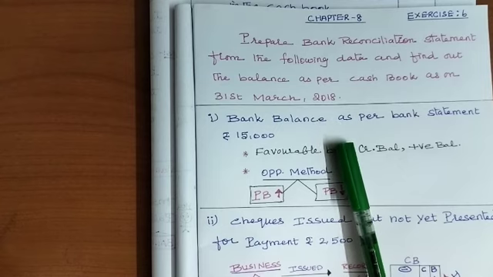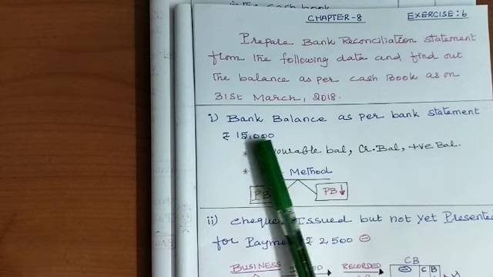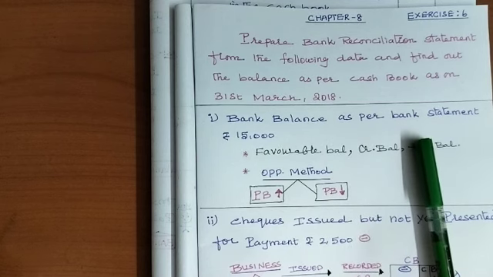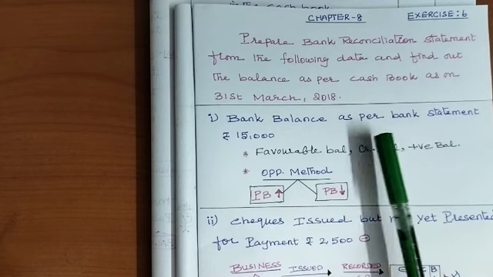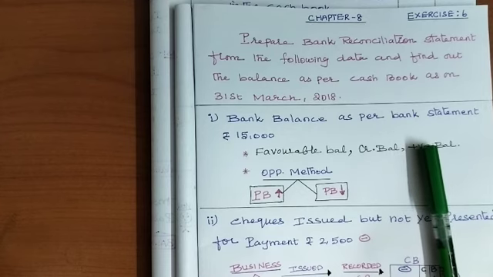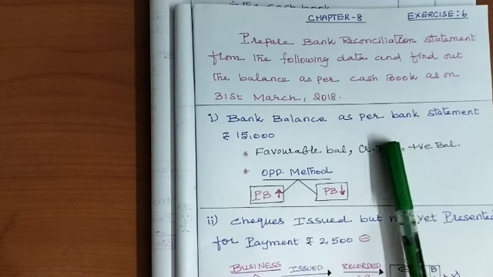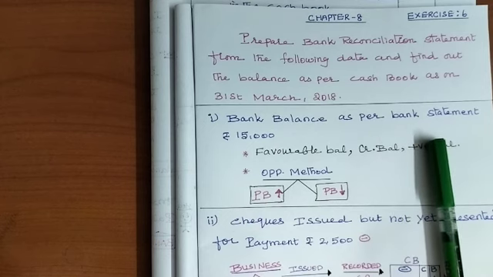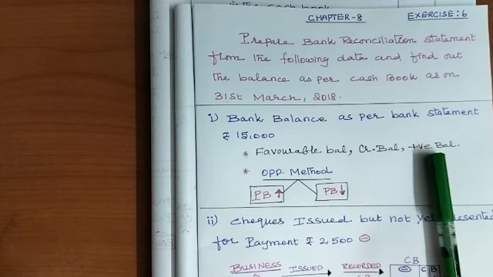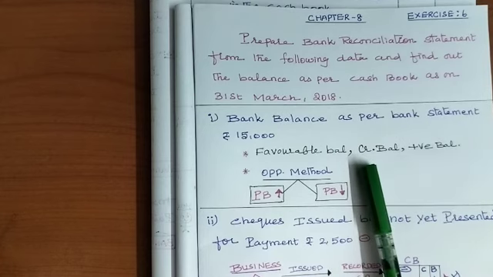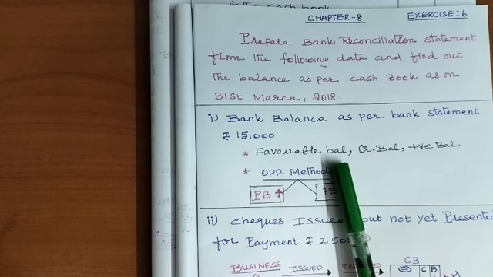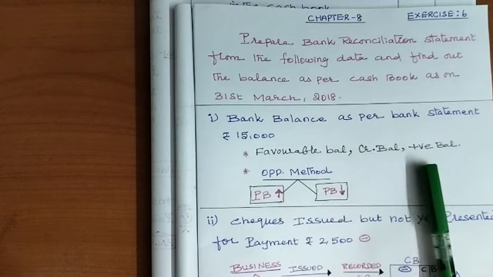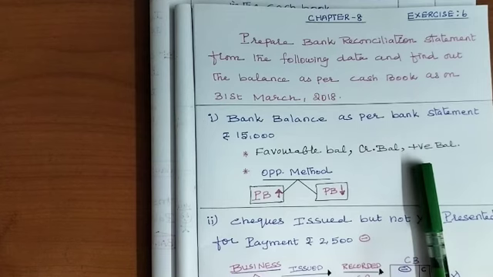Listen, based on the question, we will show up the balance of the cash book and passbook, right? We have been given here the balance as per the bank statement, which means this question is based on the passbook. Balance as per the passbook means balance as per the bank statement. The business maintains a credit balance in its bank account. It is a favorable, positive balance for the business.